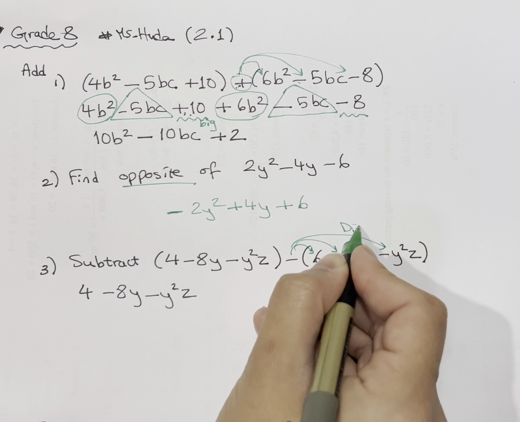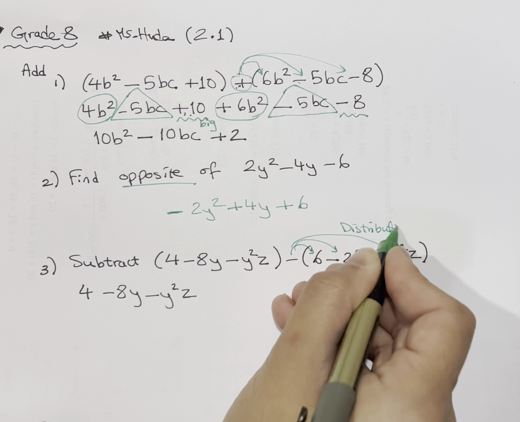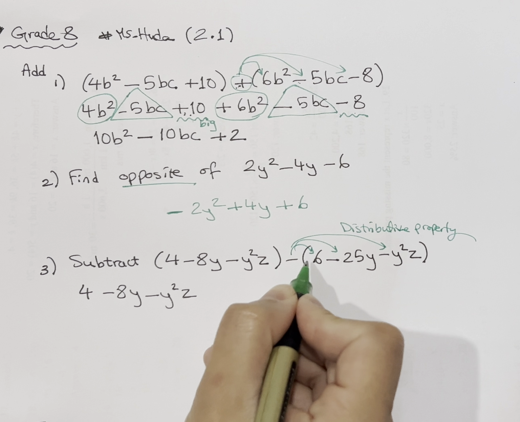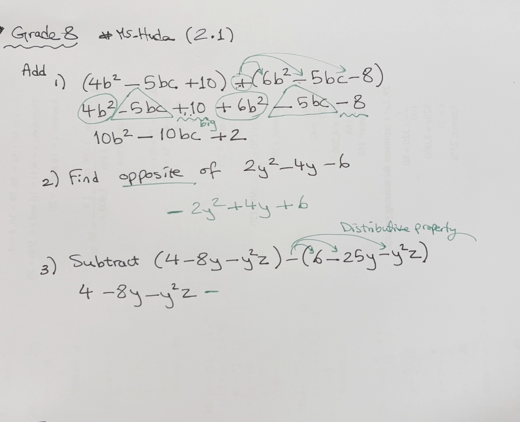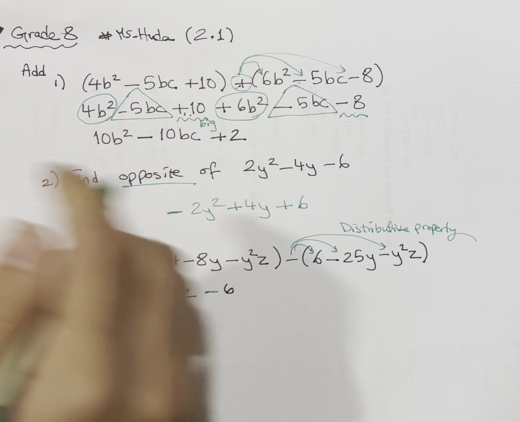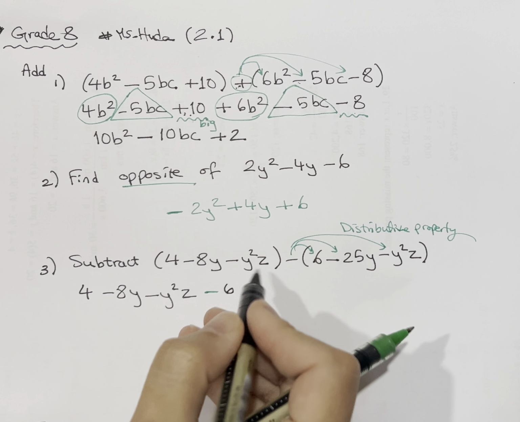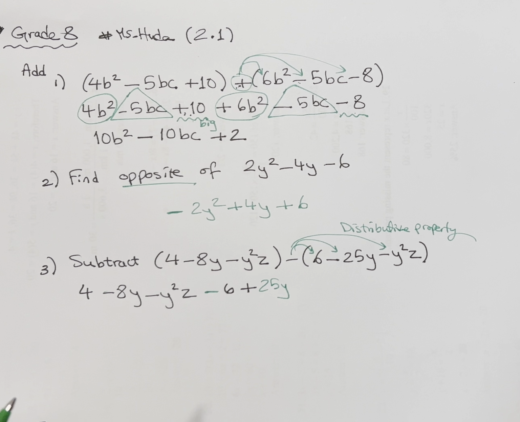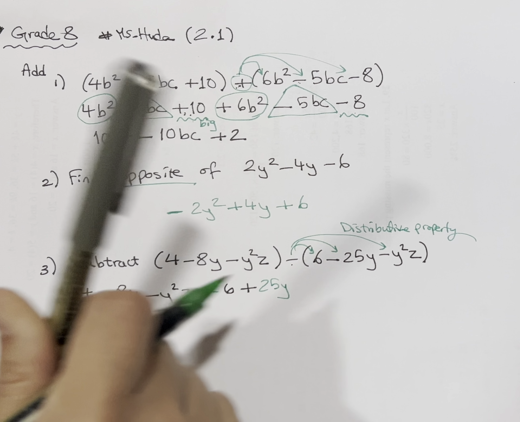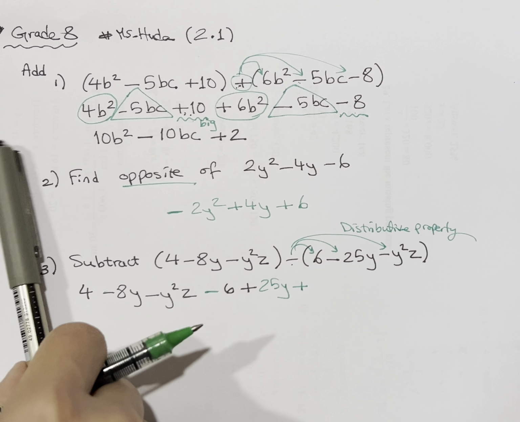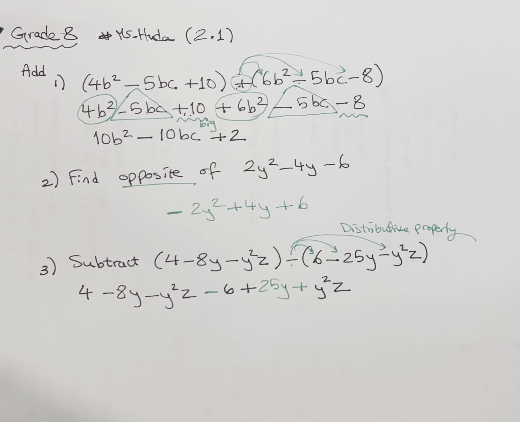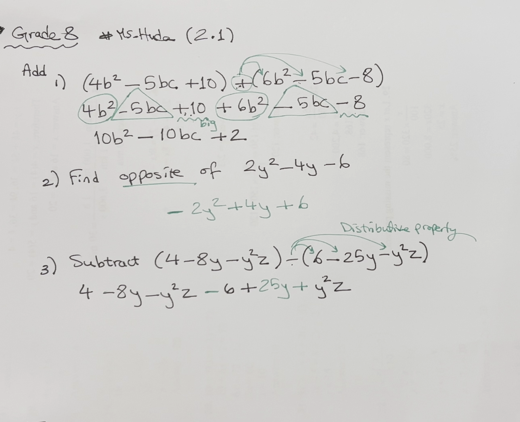So I am using distributive property. Okay, negative times positive, it's going to be negative. Negative what? Negative 6. And then negative times negative, it's going to be positive. Positive what? Positive 25y. Okay? And then negative times negative, it's going to give me positive. Positive what? Positive y squared z. Now, I wrote it like this. I distributed the sign that I had. It was outside. It went inside 3 times.